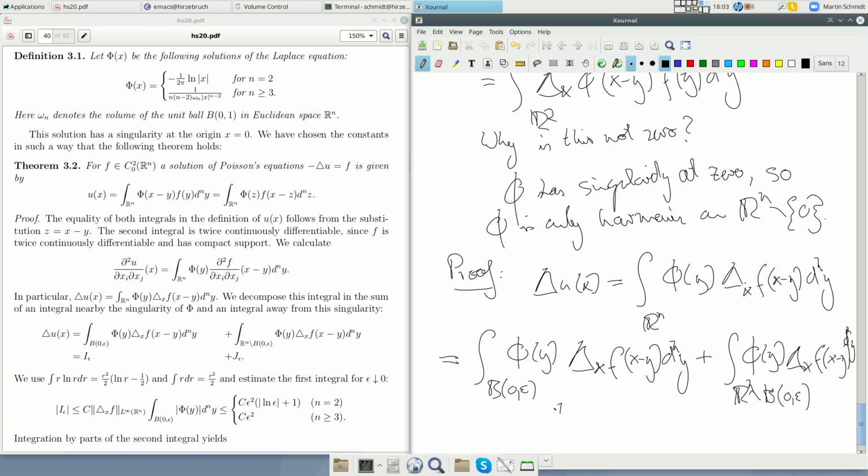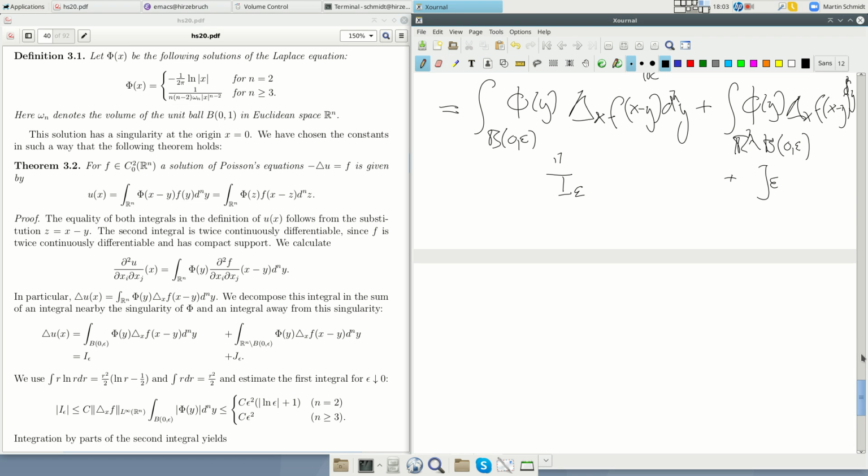Okay, and this we call I epsilon, and this we call J epsilon. And later we will take the limit that epsilon goes to 0. So let's see whether we can control this in the limit. Can we control the first term in the limit?